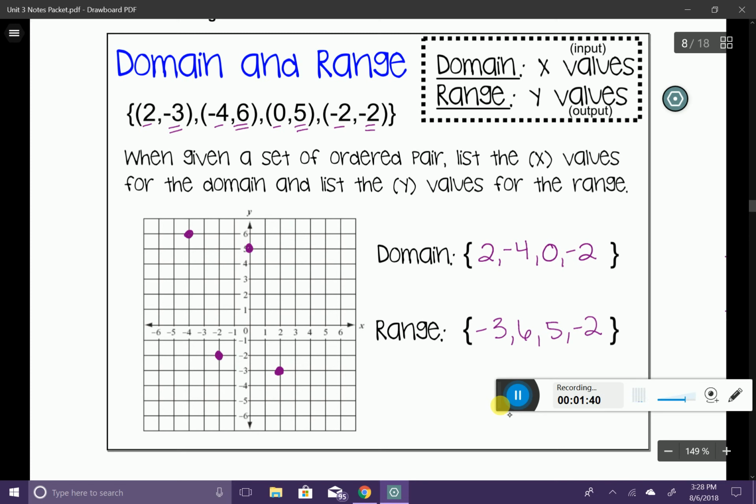All right. You can see that I'm not going to connect these dots at all because they're just coordinates. They're just X values and Y values, and that's all. So if you're given a set of ordered pairs, this is how you're going to graph it, and this is how you're also going to put it in the proper notation.